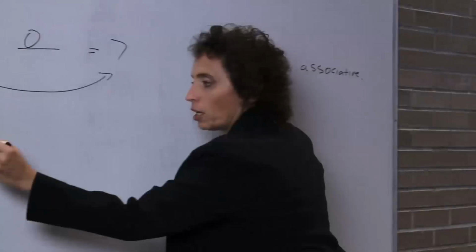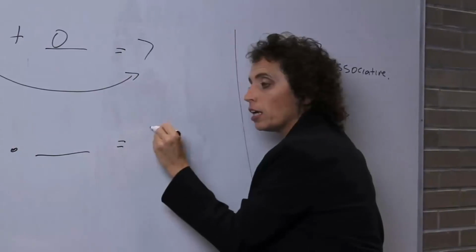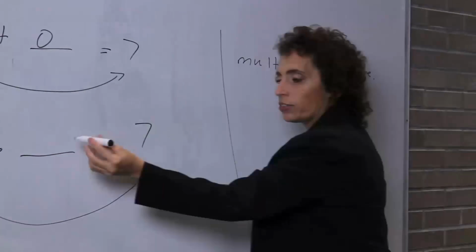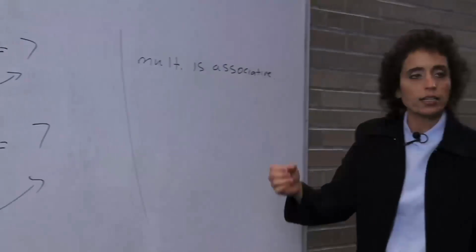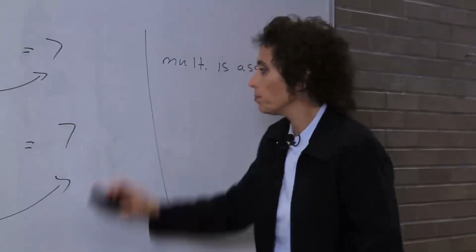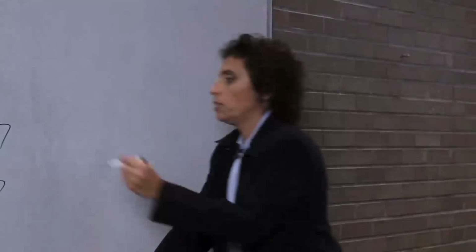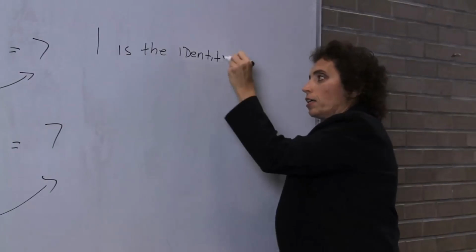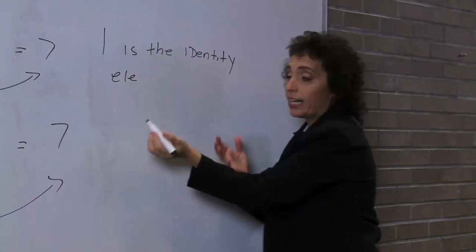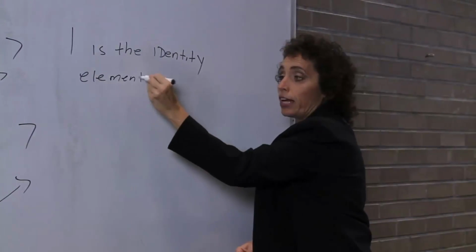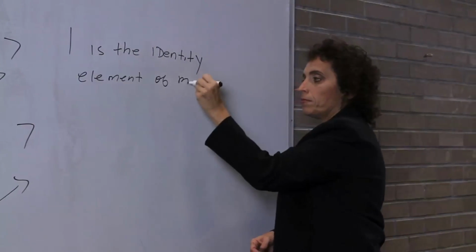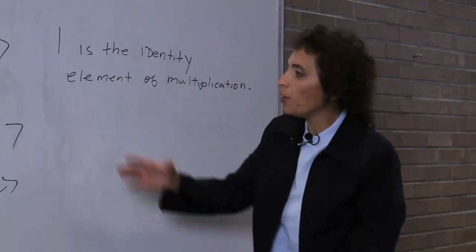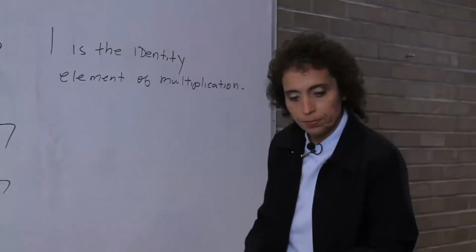Well, now, if we want an identity element for multiplication, that means 7 times some number is going to give me 7. Well, that number has to be a 1. So that makes 1 the identity element for multiplication. Just if you remember what it means to be an identity element, you probably won't have to memorize that. And those properties are summarized in your workbook.